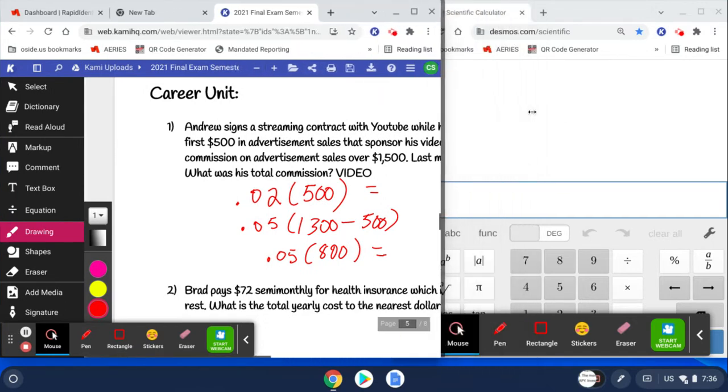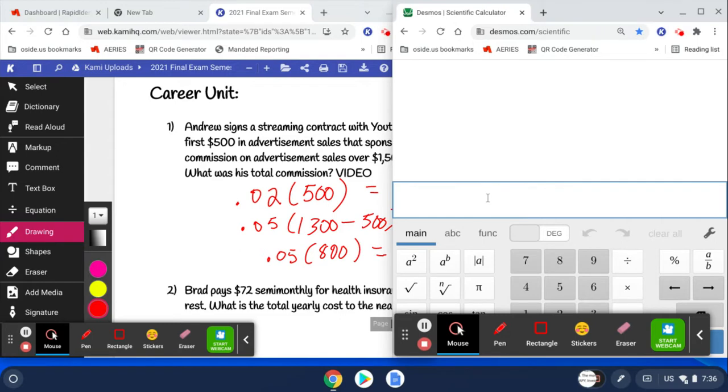0.02 of 500 plus 0.05 of the remaining 800. And if you're not sure, you can do the 1,300 minus 500 here, if that makes you feel better to actually type it in, or just put in the 800.